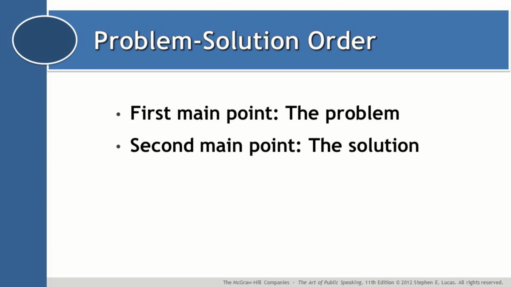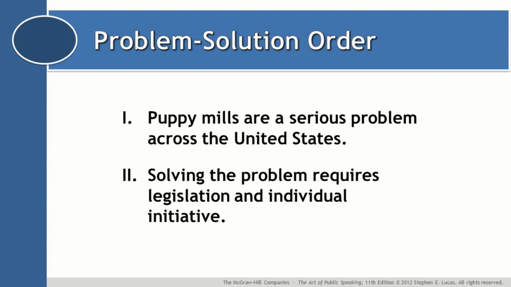So the next type of organizational pattern, once again a great one for the persuasive series, is going to be the problem solution order. This is what we're going to use for our first persuasive speech, wherein the first main point is the problem and the second main point is the solution. So let's take a look at a couple of examples here.